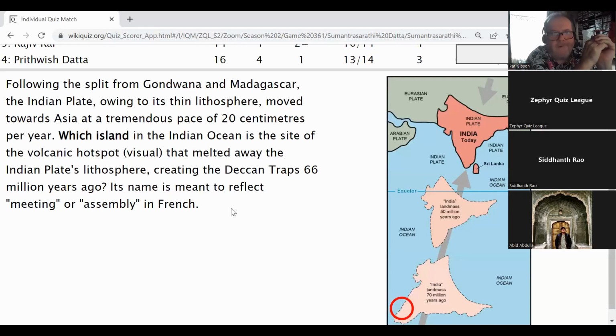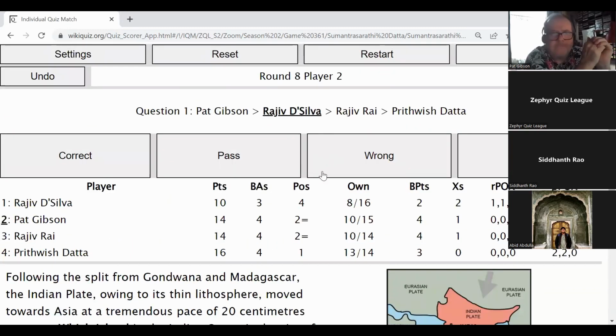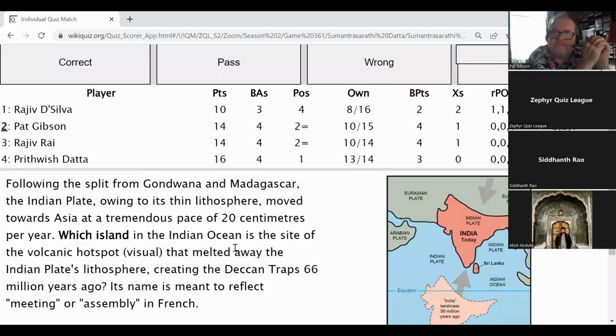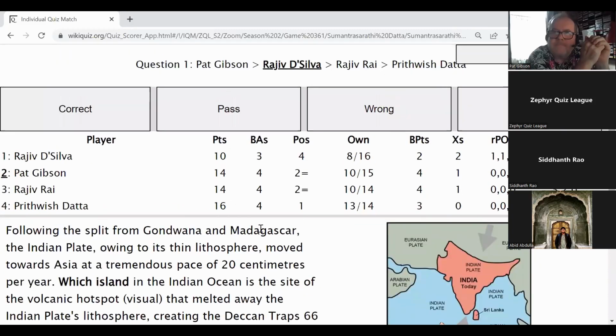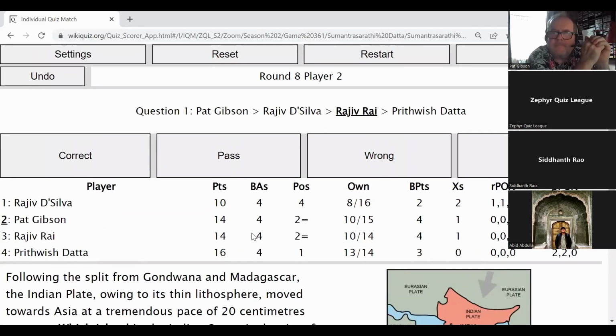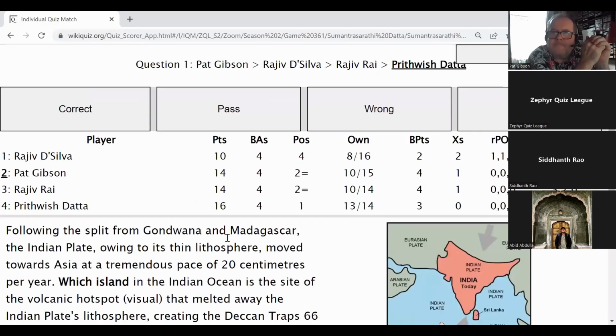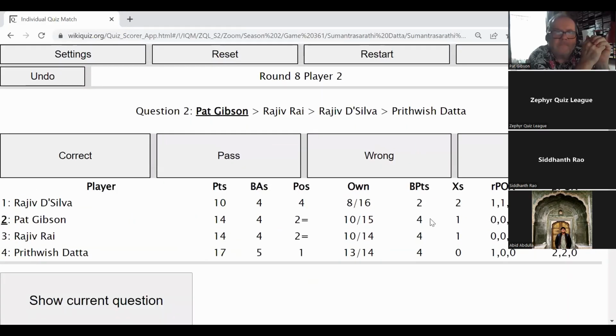Yeah, 10 seconds back. Kerguelen is incorrect. Rajiv De Silva. Mauritius. Rajiv Rai. Pass. And Prithwish. Anyway, I'll have to take a chance. I'll say Reunion Island.